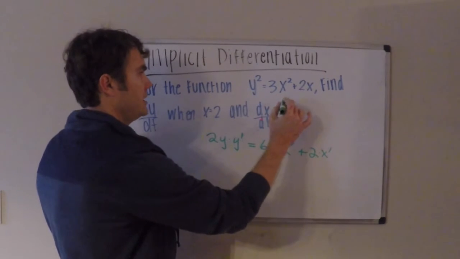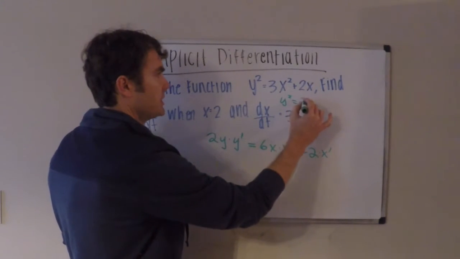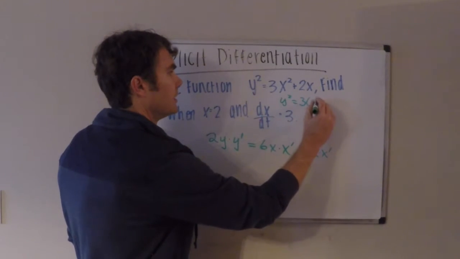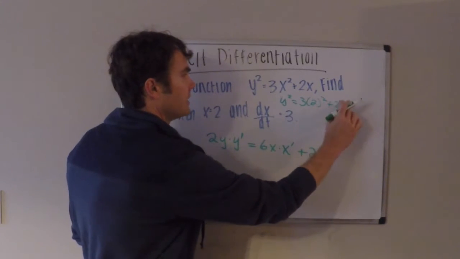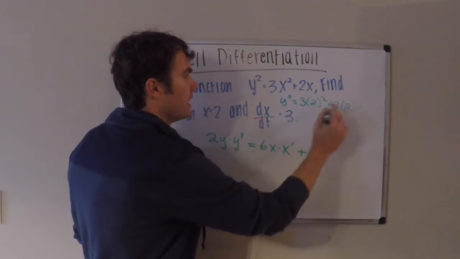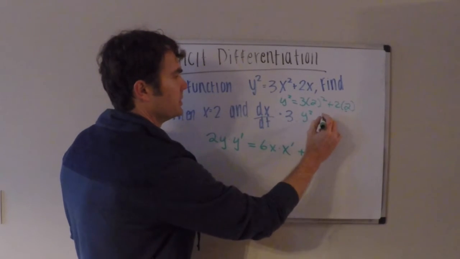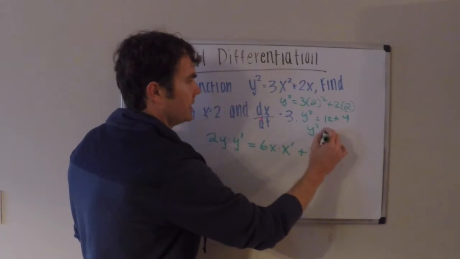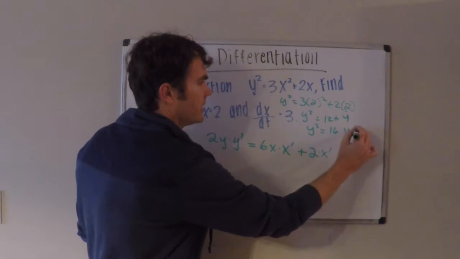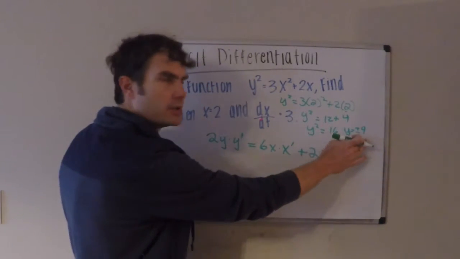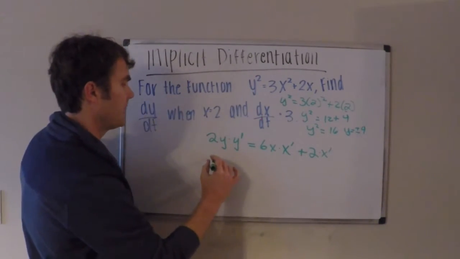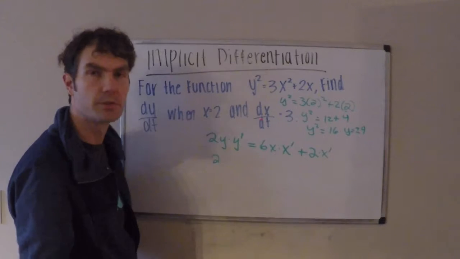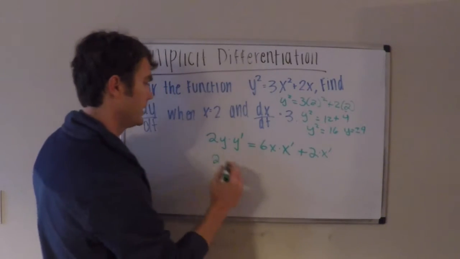So if I plug in here, I've got y squared equals 3 times x squared, which is 2 squared, plus 2 times 2. So I'm going to get y squared equals 12 plus 4, y squared equals 16, so y equals plus or minus 4. In this case, I'm only going to use the positive y as we plug back in. But there are actually two solutions to this problem. Use both the positive and the negative.